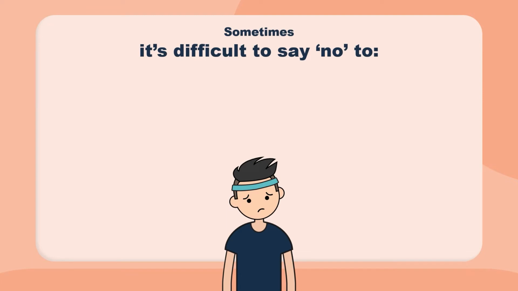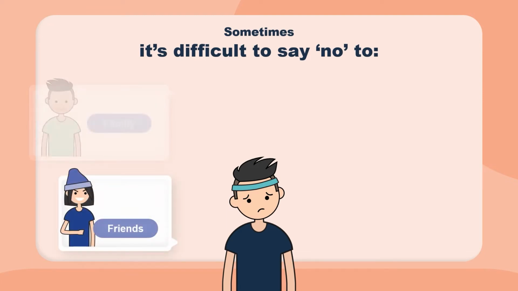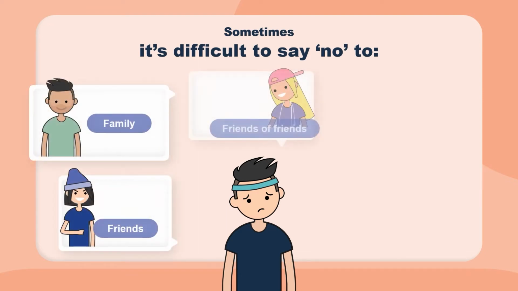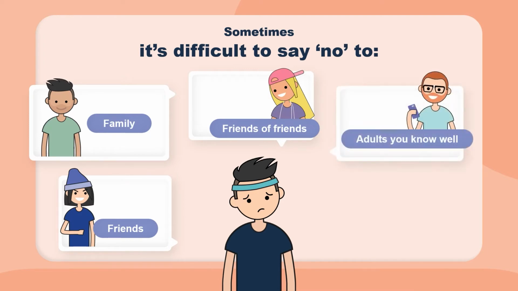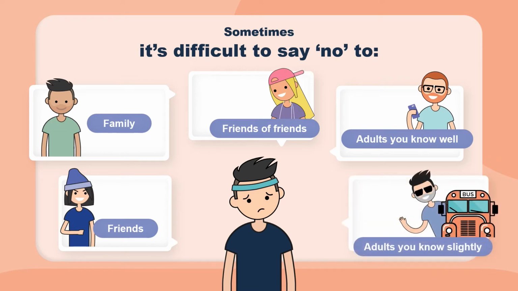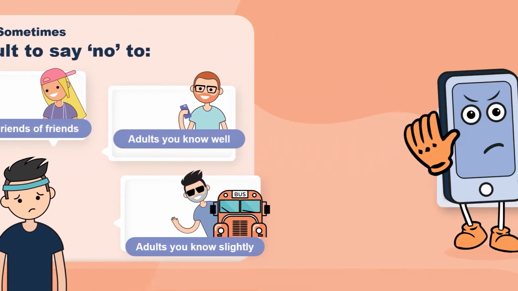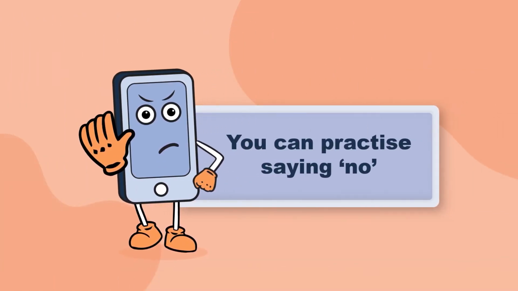Sometimes it's difficult to say no to our friends, family, friends of friends, adults we know well, like teachers, coaches, aunties, uncles or grandparents, or adults we know but not that well, like the bus driver or a shop assistant. eSafety has created some scenarios to help you to practice saying no. Your teacher has them in the additional resources kit, and this might be fun to do at another time.